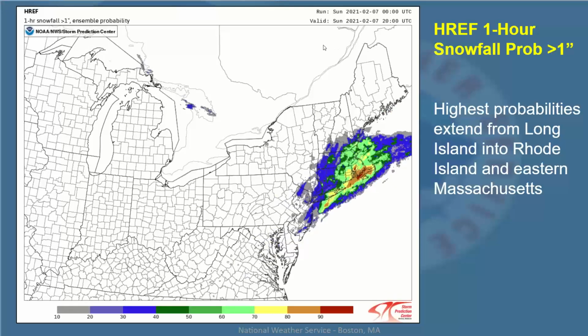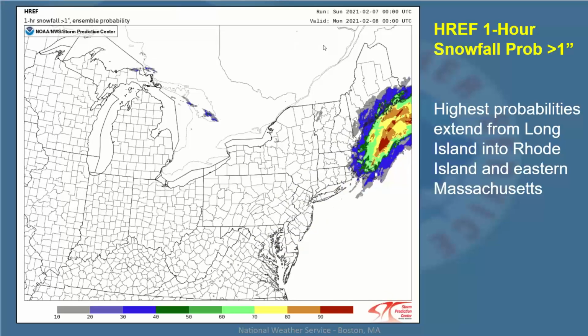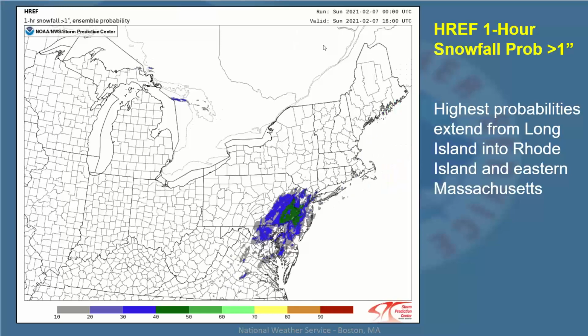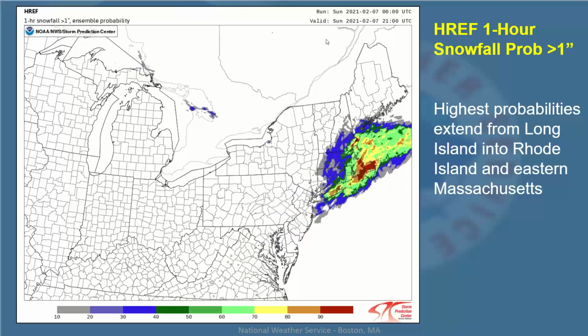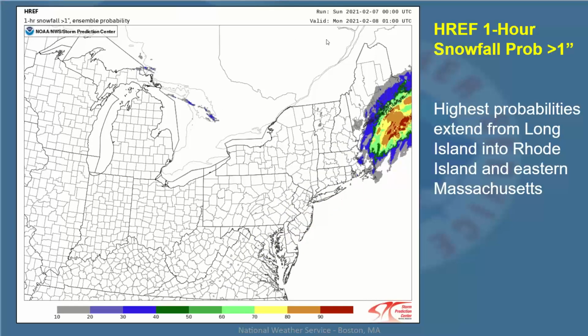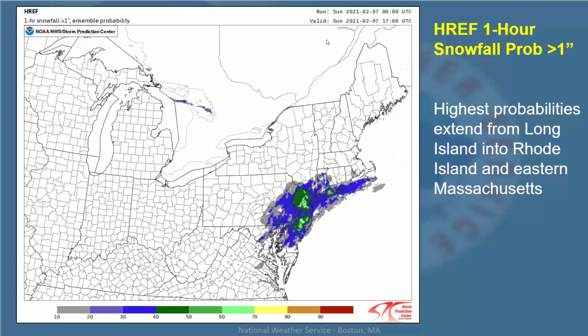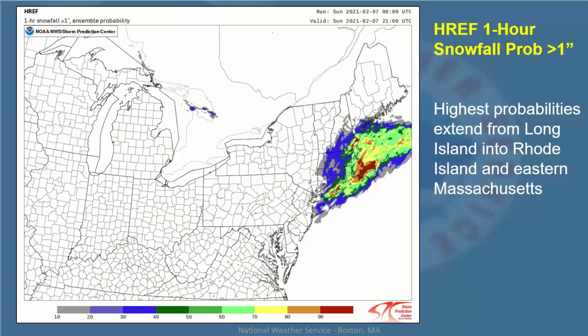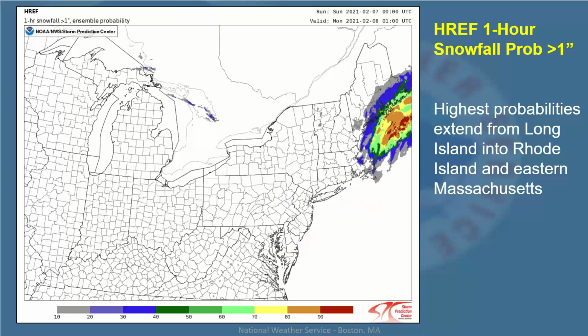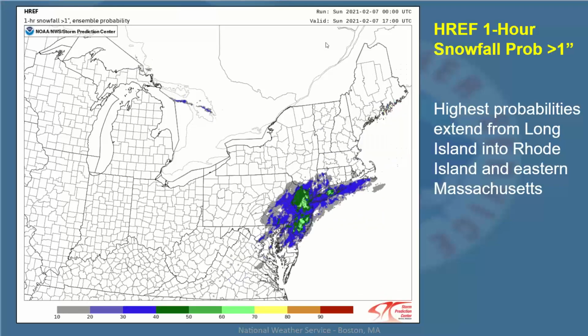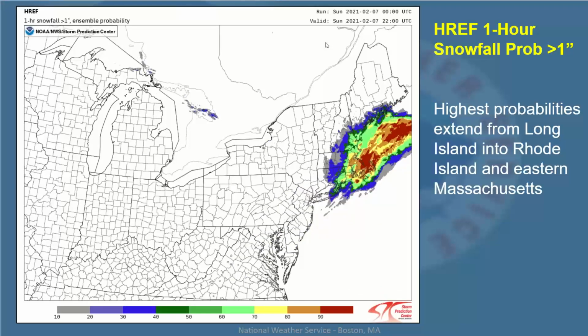The important thing to keep in mind is this model guidance is basically assuming a 10-to-1 ratio. So even though those highest numbers may be indicated down towards the Cape, you actually may see them further inland. In this case, it was further northwest onto that I-95 corridor.